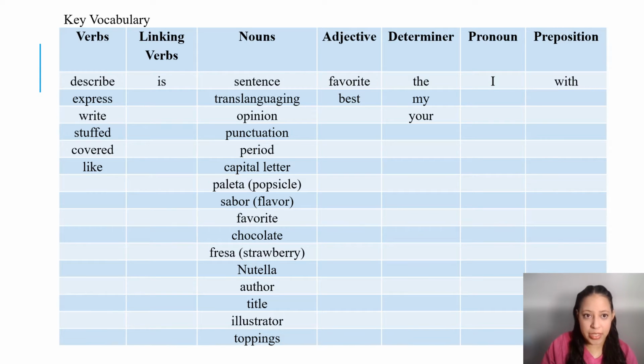Linking verb: is. Nouns: sentence, translanguaging, opinion, punctuation, period, capital letter, paleta or popsicle, sabor or flavor, favorite, chocolate, fresa or strawberry, Nutella, author, title, illustrator, toppings. Adjectives: favorite, best. Determiners: the, my, your. Pronouns: I. And preposition: with.